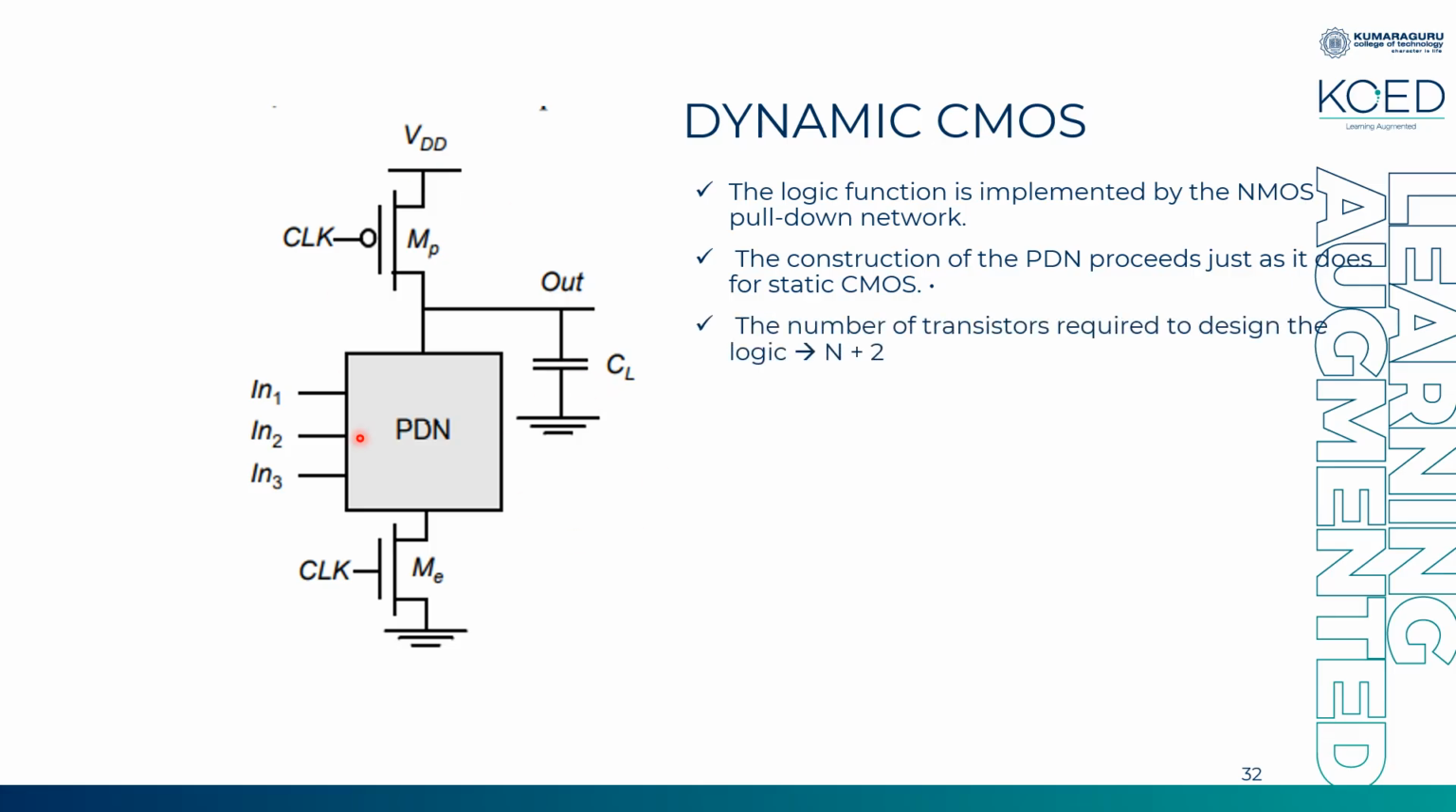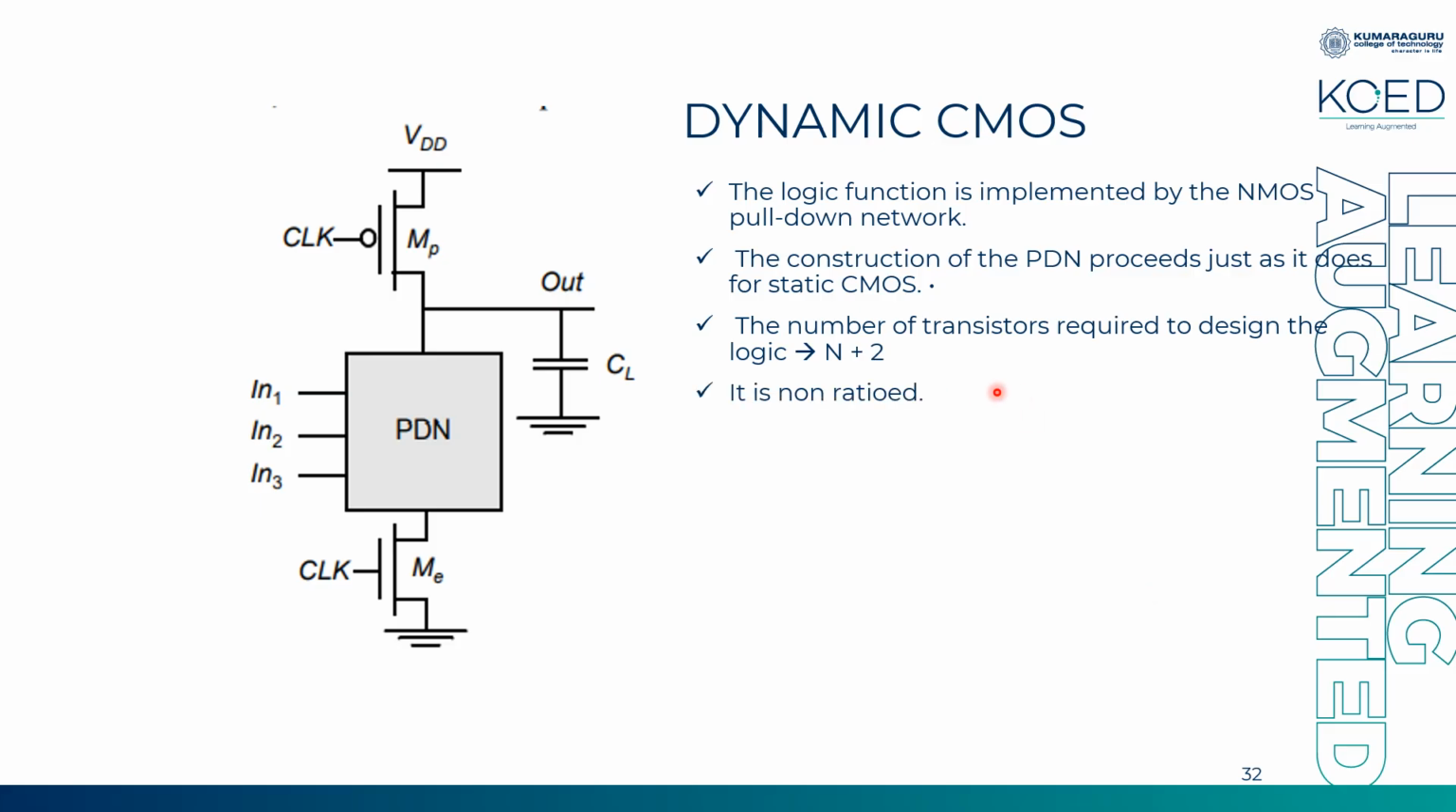And the number of transistors required: MP and ME. These two transistors are default. Apart from that, depending upon the number of inputs, the number of transistors also will be required. If n inputs are there, say 3 inputs, 3 transistors. So n inputs means n transistors, plus these two transistors, so n plus 2.